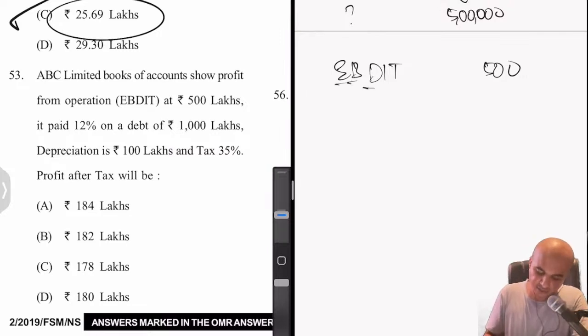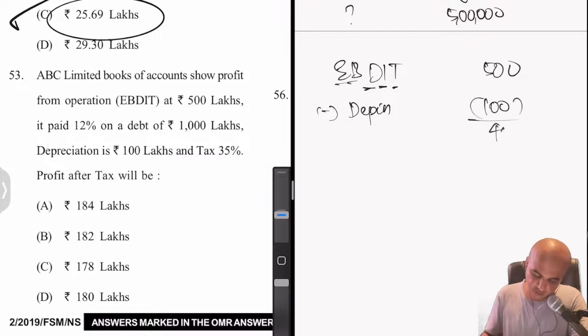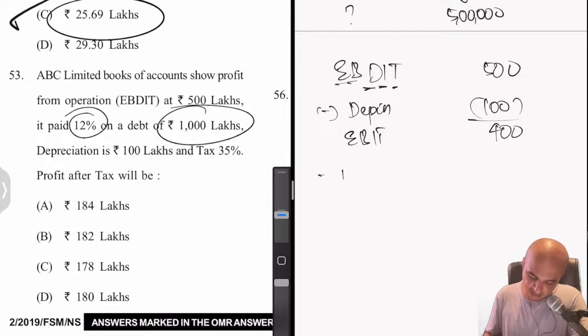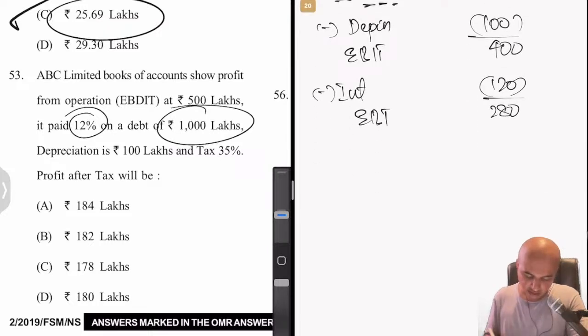Then what else do they say? See, earnings before depreciation, interest and taxes. Less depreciation first. How much is depreciation in this case? 100 lakhs. So 400 lakhs will be EBIT. Then what do we have? Interest. 12% on 1000 lakhs. So less interest, which will be 120 lakhs. So this will be 280 lakhs, which will be earnings before taxes.